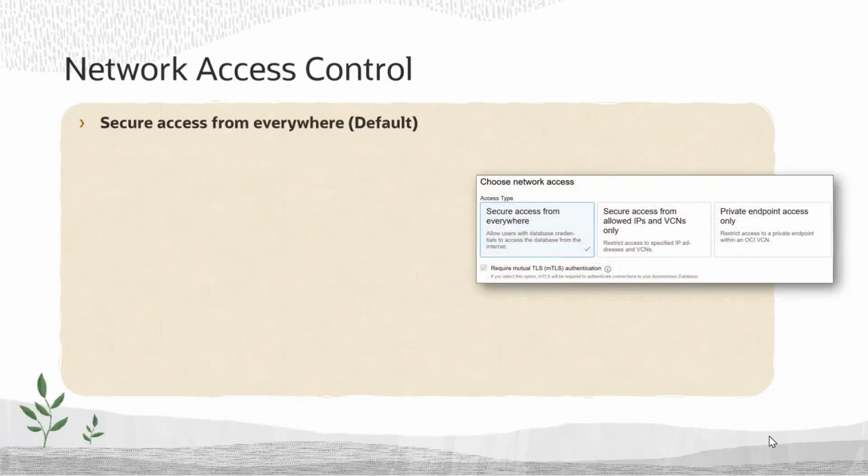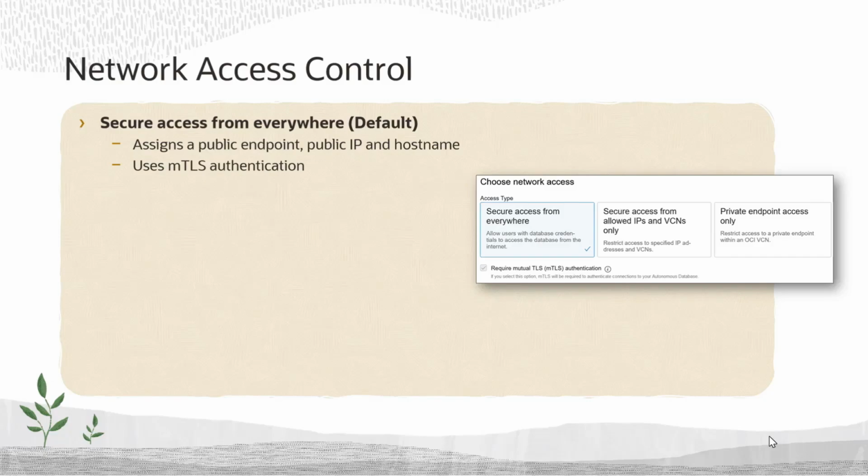Now let's take a look into the different network access options available with Autonomous Database Serverless. Firstly, secure access from everywhere. This means your Autonomous Database can be securely accessed over the internet by the client. This is the default option. This option assigns a public endpoint, public IP, and a hostname to the Autonomous Database. Autonomous Database uses mutual TLS authentication by default.